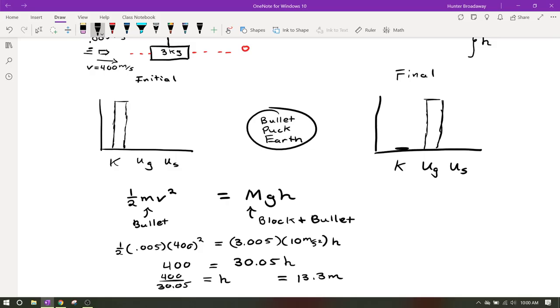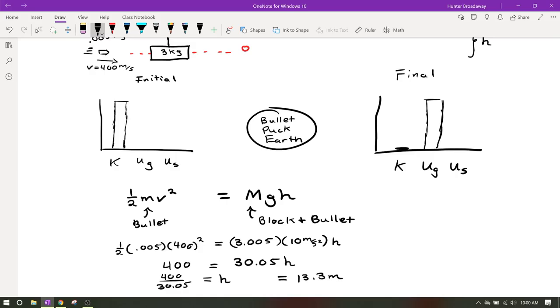13.3 meters. This better be a really big pendulum. If it's supposed to rise 13.3 meters, you're going to need a lot of string to actually do that rise. That being said, 400 meters per second is going really, really fast, and 3 kilograms isn't super heavy for something to hit inside of it and stop completely inside. So as soon as it hits, it's going to yeet that thing really far up high. So this better be a really lengthy pendulum in order to get that 13.3 meters.